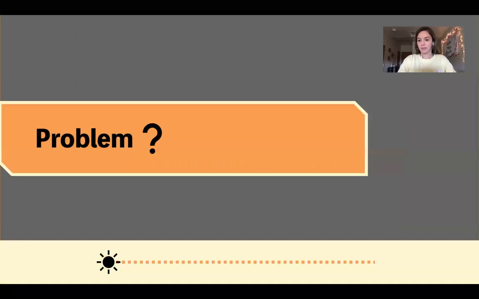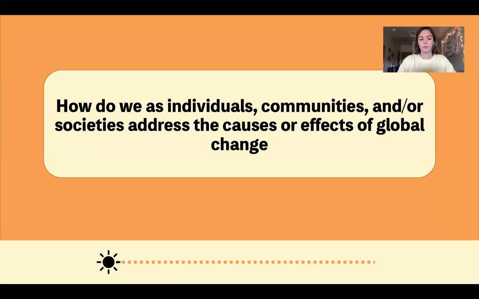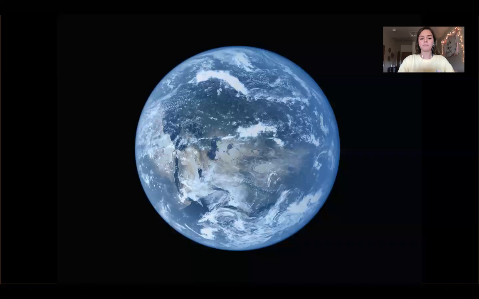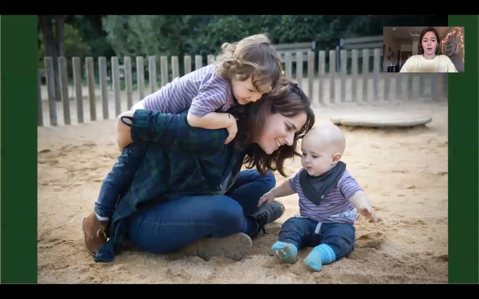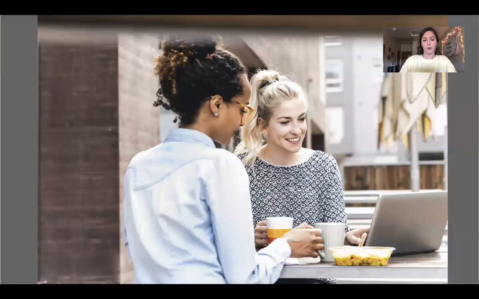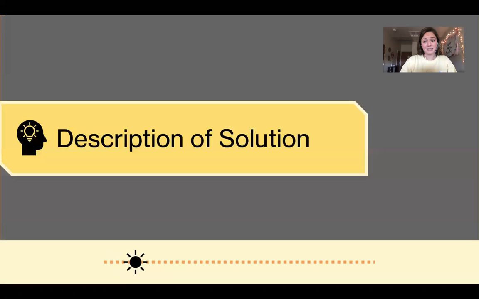So what's the problem that this entire project was solving? Well, the problem was, how do we as individuals, communities, and our societies address the causes or effects of global change? Well, we live in the world today where sadly, due to multiple years of CO2 emissions and other greenhouse gases, we have created global warming. The way that our families see it today and how we see the world might not be that way if we continue down this road. Going to coffee with your friend could end up with you almost coughing up a lung.